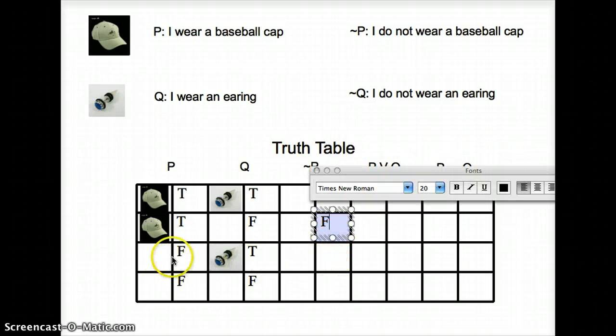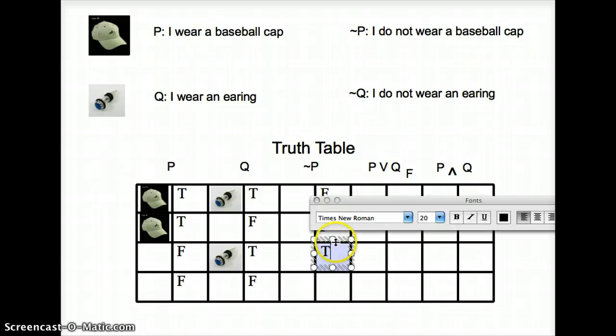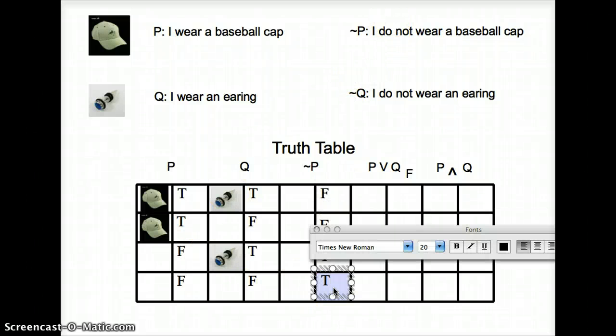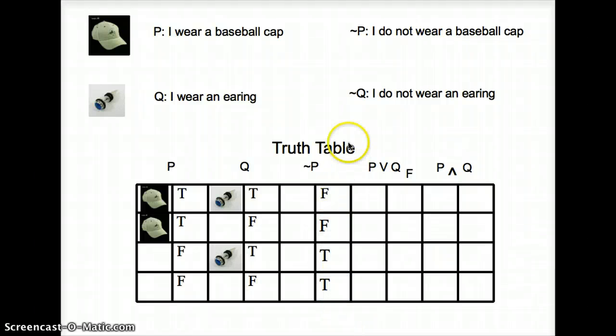In this situation, I do not wear a baseball cap is true. I do not wear a baseball cap is also true down here. Now if you notice, the not P is always just the exact opposite of the P.